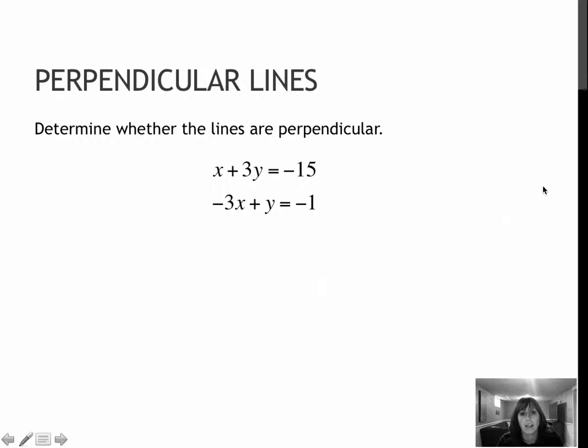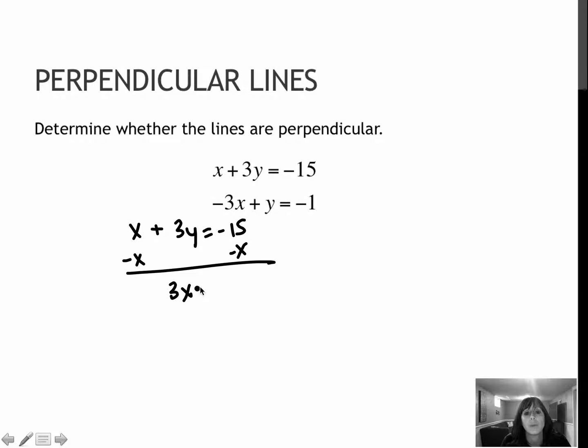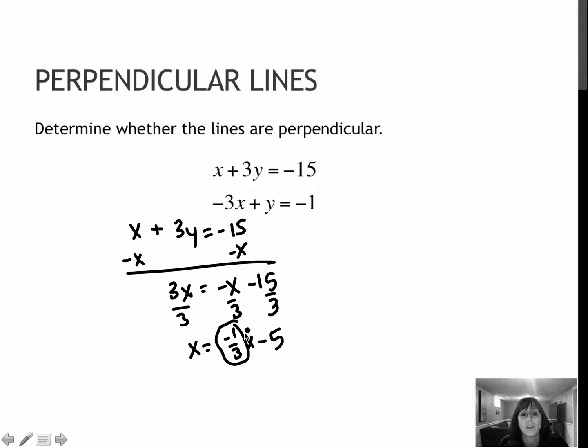So let's take a look. Again, we're going to determine if these are perpendicular. Same way that we did for parallel, I'm going to turn these into slope-intercept form. So my first equation, I'm going to subtract x from each side and get 3y equals negative x minus 15. I'm going to divide everything by 3 to get y equals negative 1/3 x minus 5. I really don't care about the minus 5. My concern is the negative 1/3.